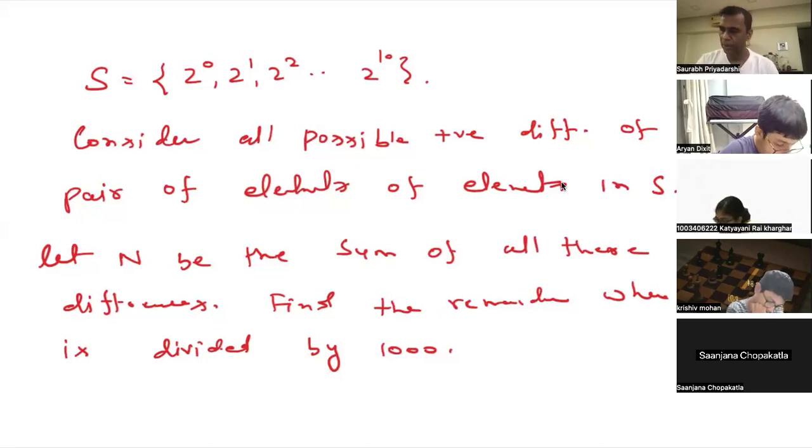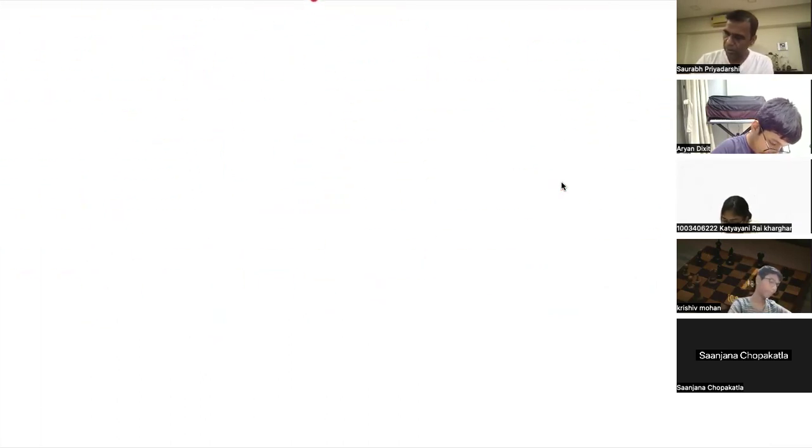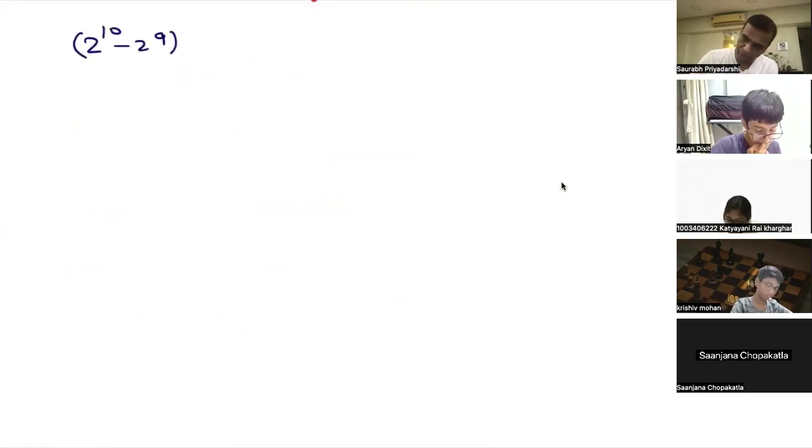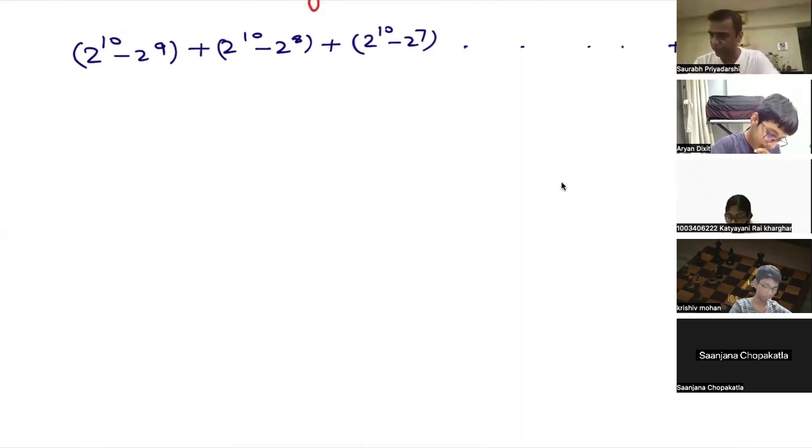See, the meaning of this question is, what we required is, if I'm taking one of this as 2 to the power 10, so this is 2 to the power 10 minus 2 to the power 9 plus 2 to the power 10 minus 2 to the power 8, 2 to the power 10 minus 2 to the power 7, up to 2 to the power 10 minus 2 to the power 0. I started with 0 only, na?